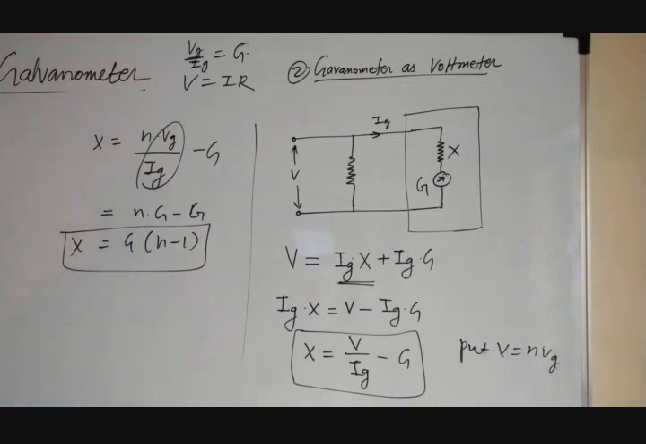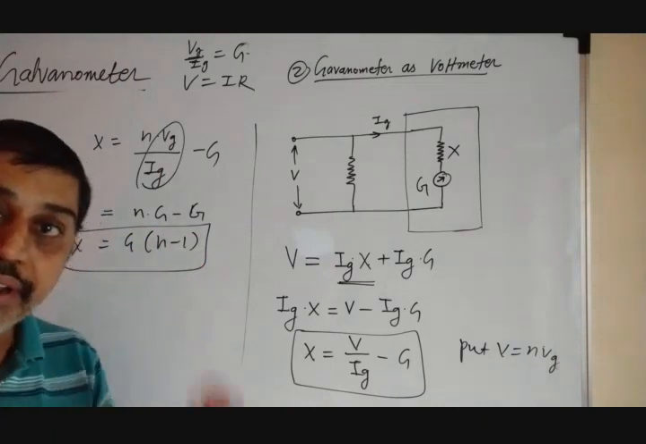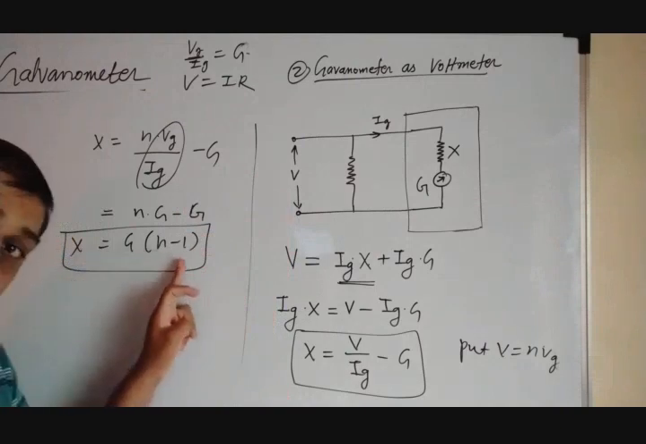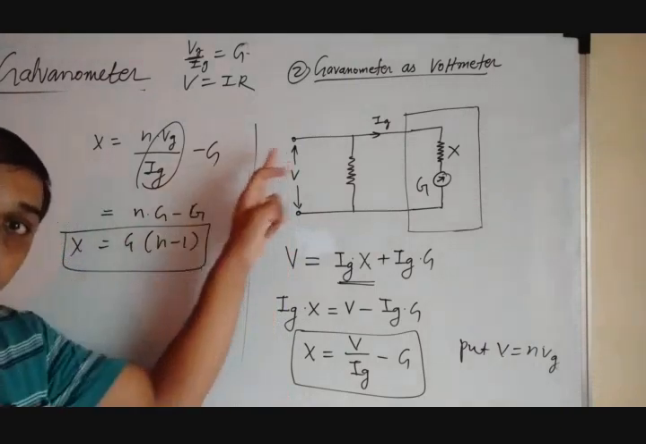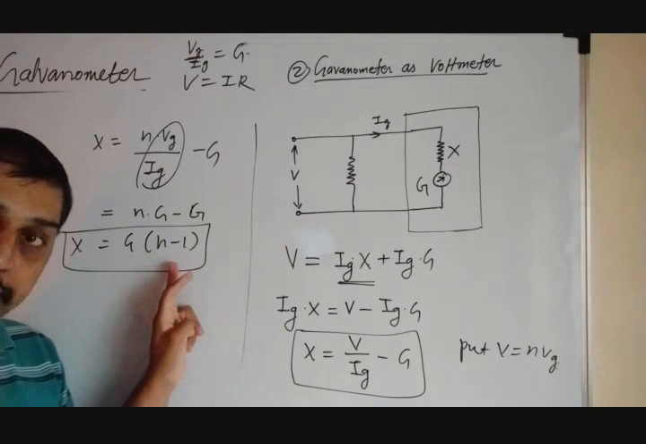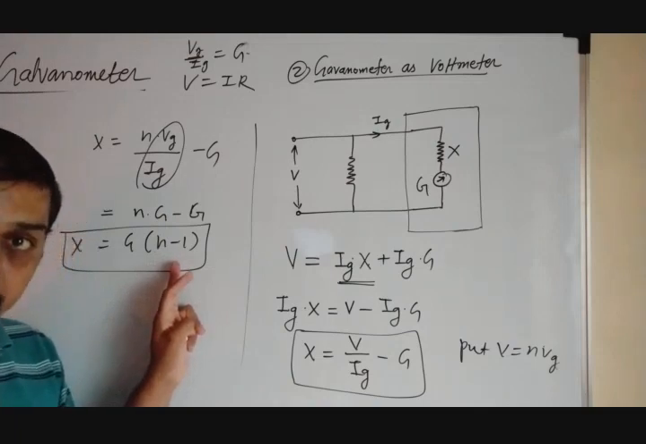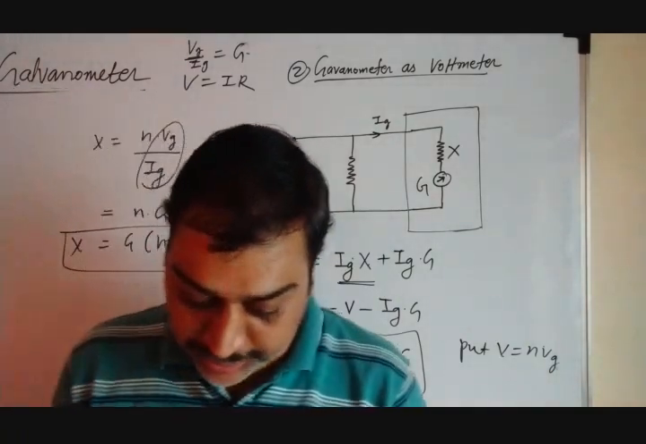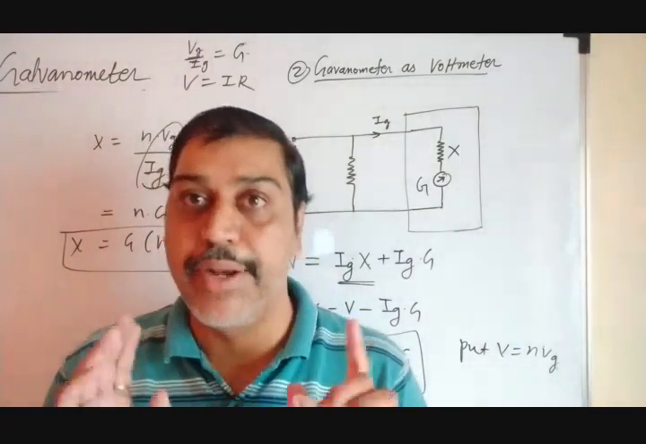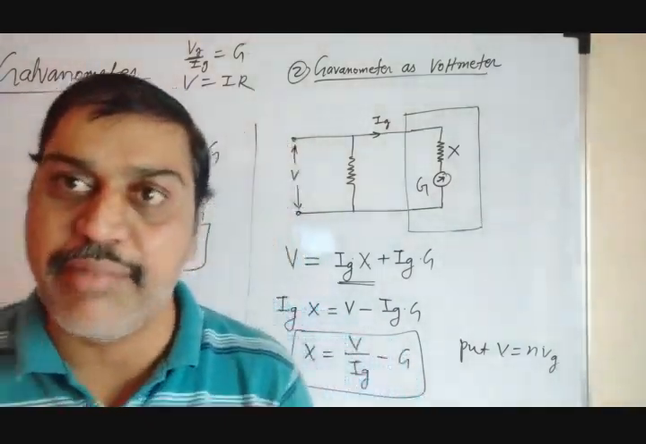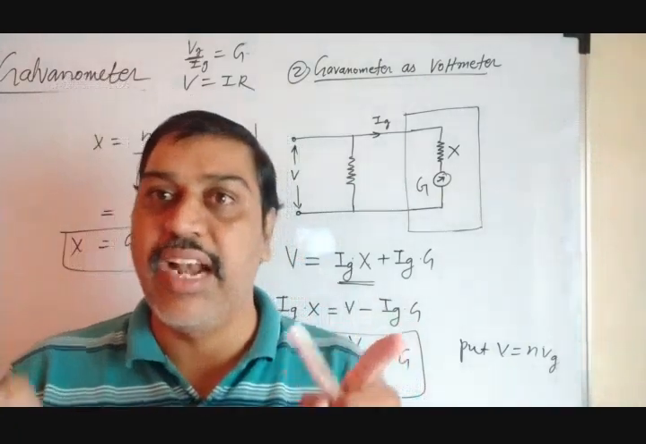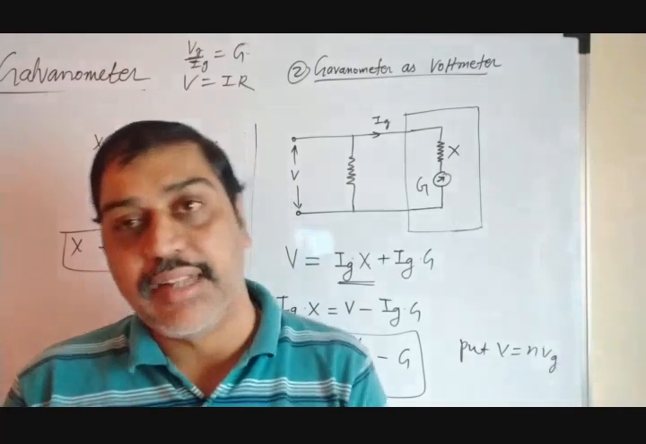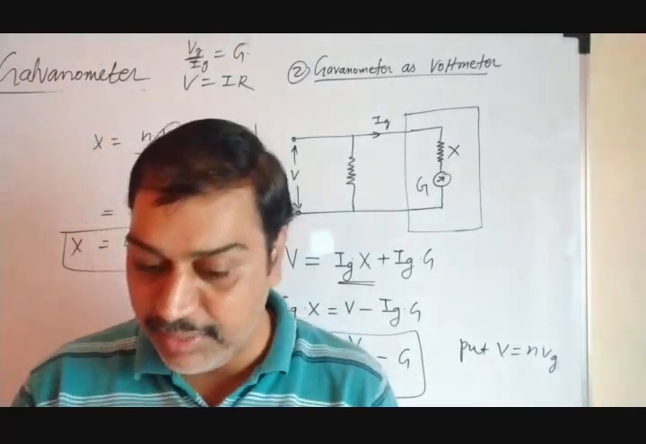In case of current, it comes in the denominator, G divided by n minus 1. Here, G into n minus 1 in case of voltmeter, and G divided by n minus 1 in case of ammeter. You have to take that into account and keep it in your mind. Whenever we are measuring voltage, the voltmeter is connected in parallel. Whenever we are measuring current, it is connected in series. That part is well known to everyone.